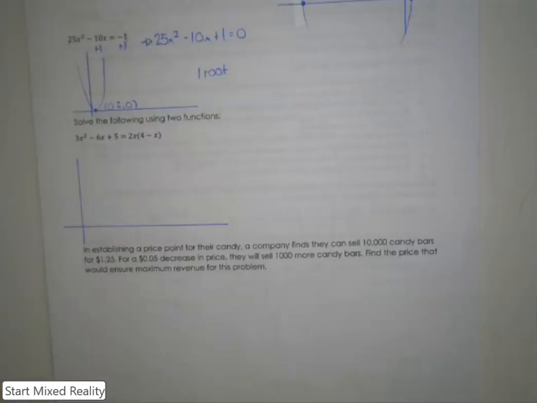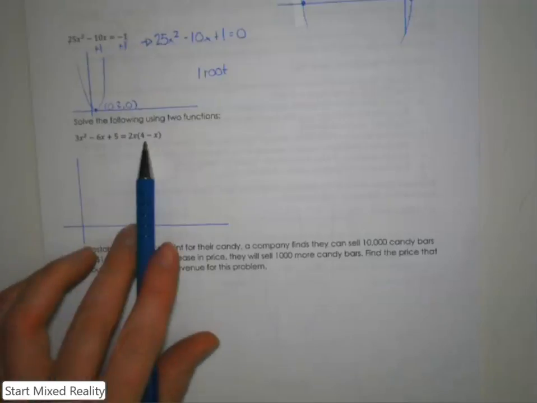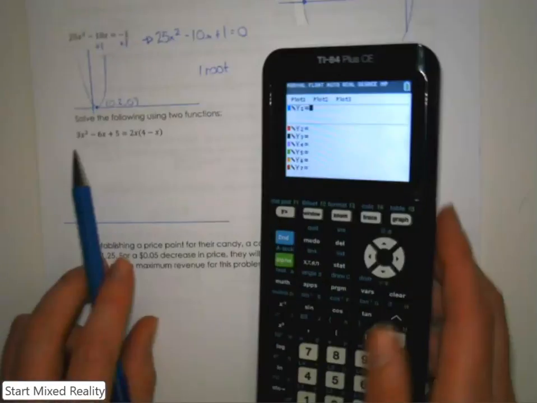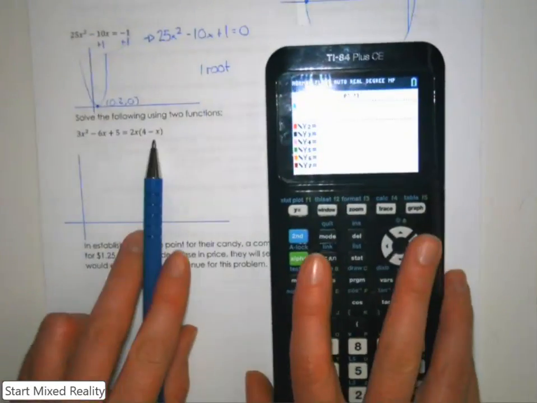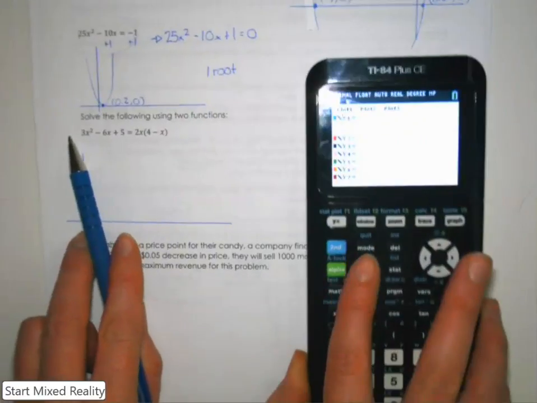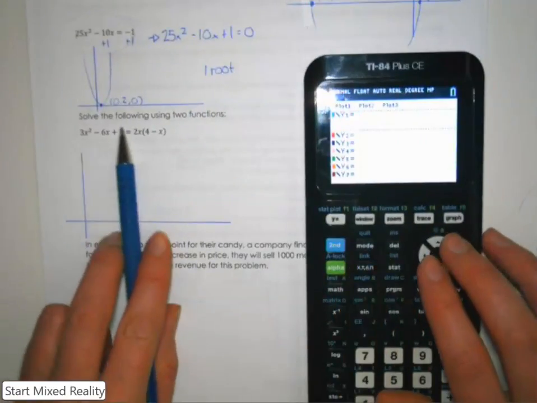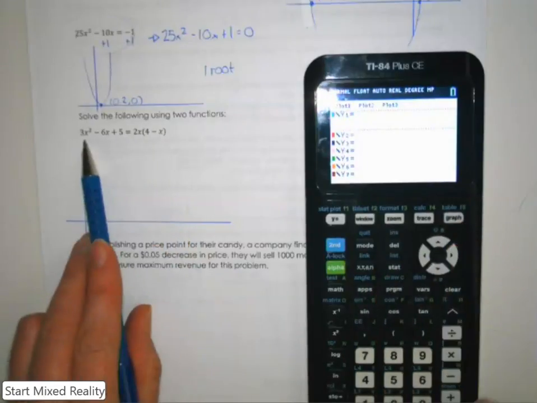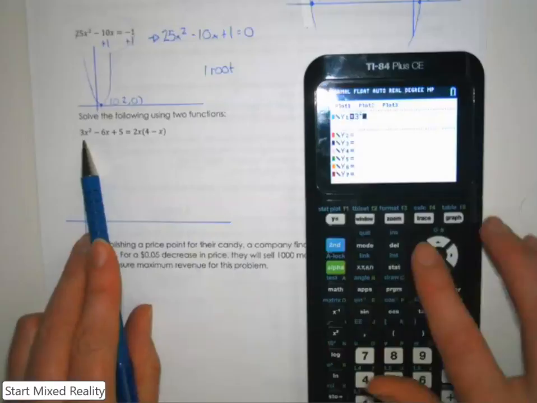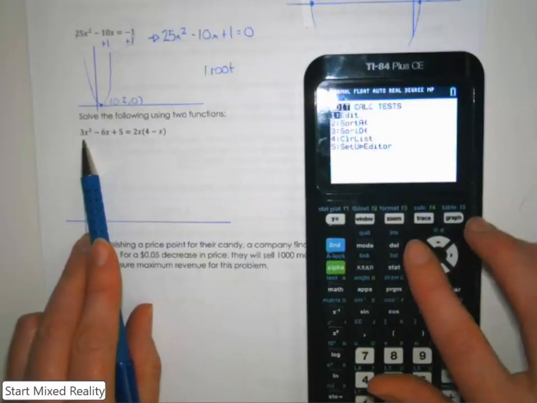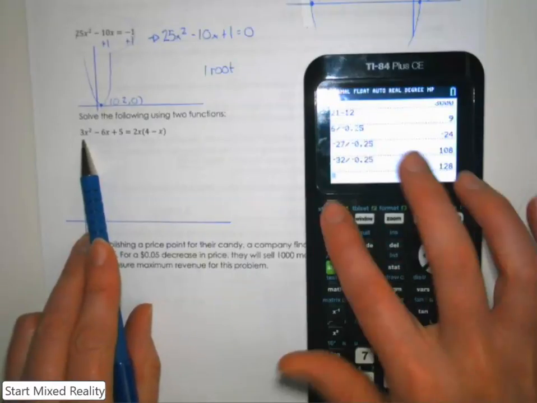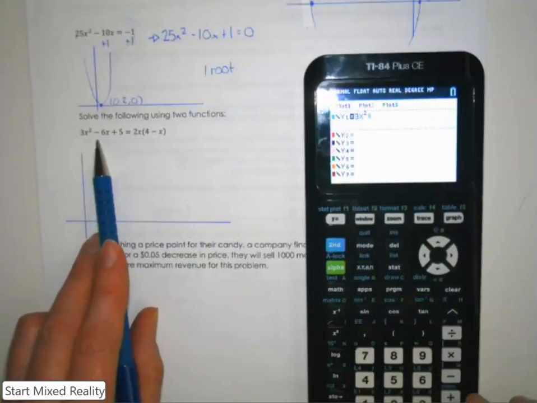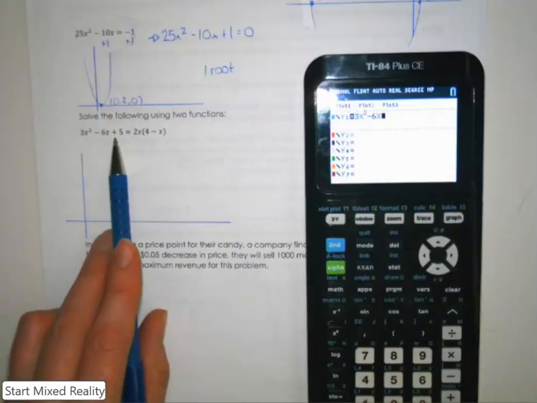But basically what we want to do is when the two sides get a little bit more complex, you can go into your y equals, and instead of working to move everything to the same side, you can put in each side as its own graph. So I would go into y1 and put in 3x, whoops, why did I do that? Oh, okay, y equals, let's try that again, 3x squared minus 6x plus 5.